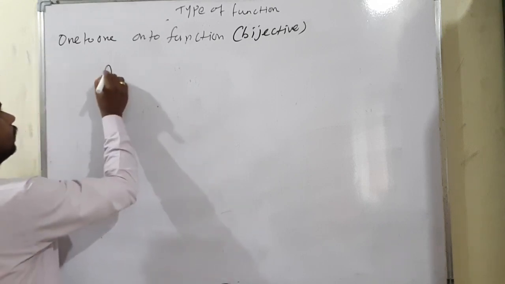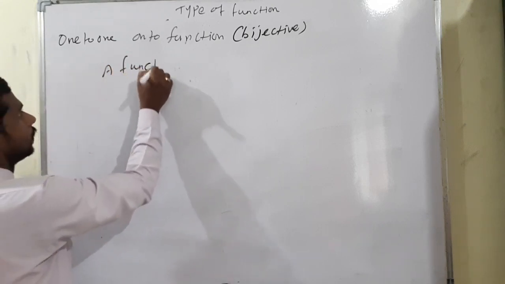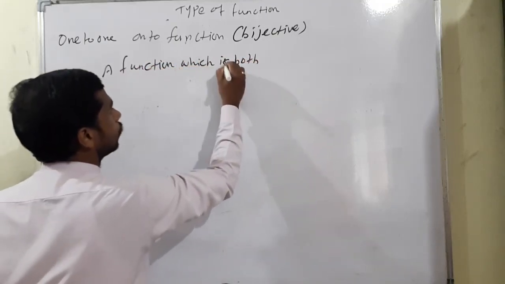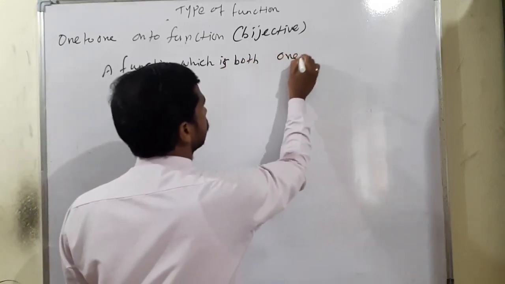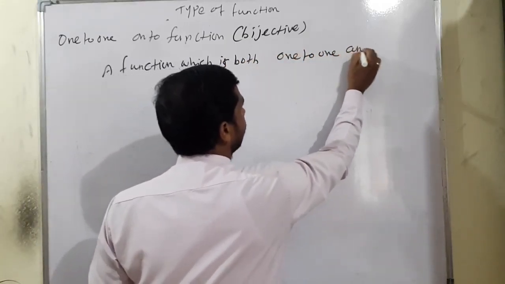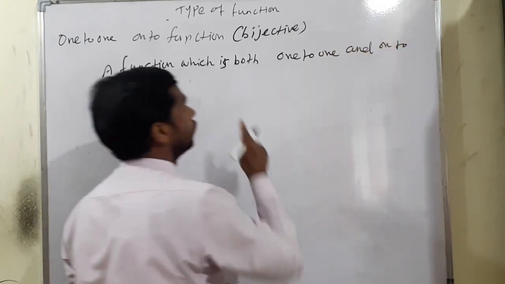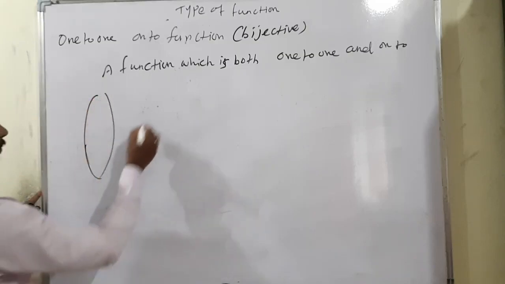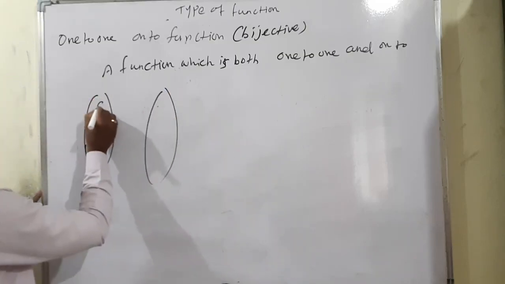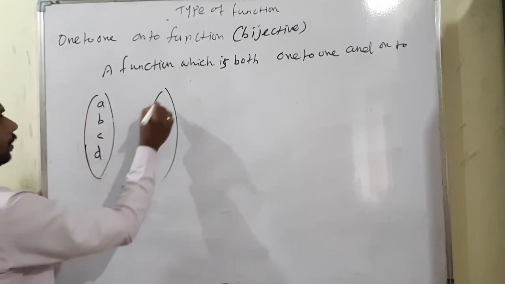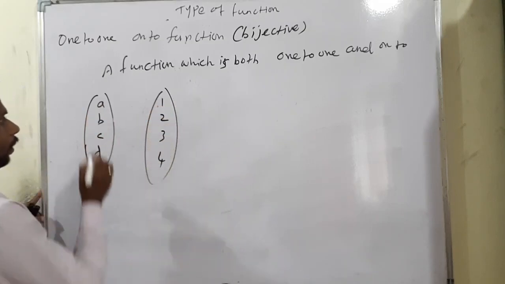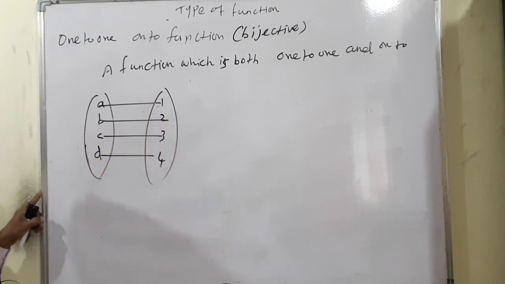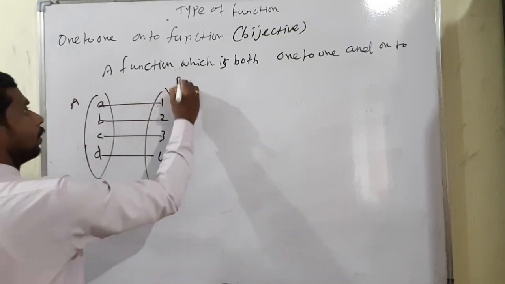So what is the definition? A function which is both one to one and onto is called bijective. For example, let me make an arrow diagram. This is A, B, C and D, and 1, 2, 3 and 4. Mapping A to 1, B to 2, C to 3, D to 4. This is the domain, this is called the codomain.